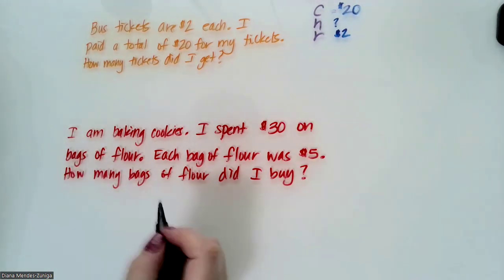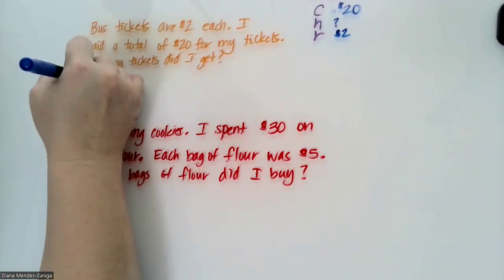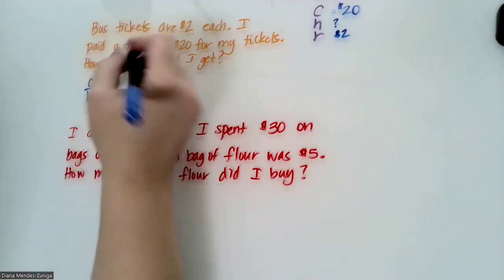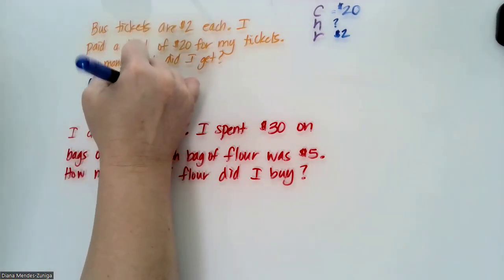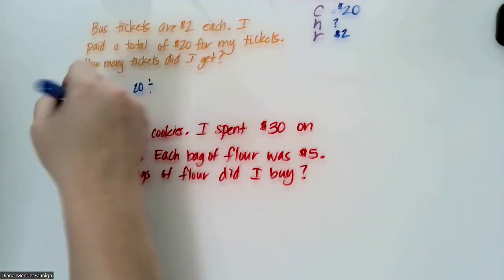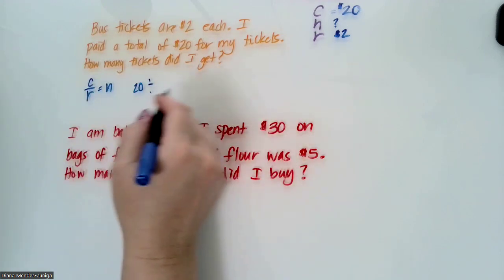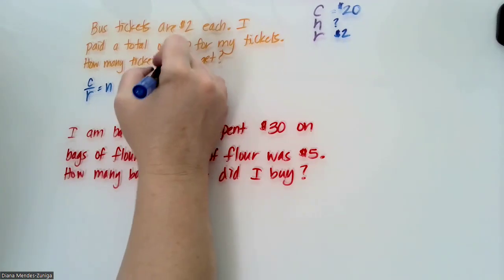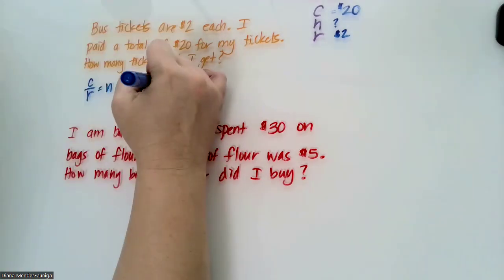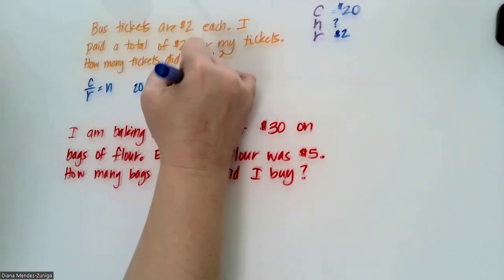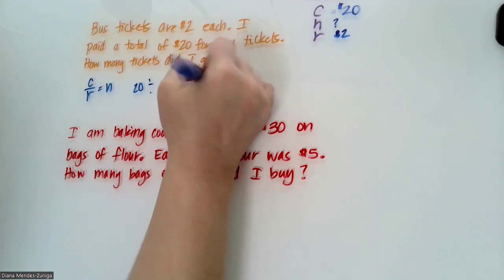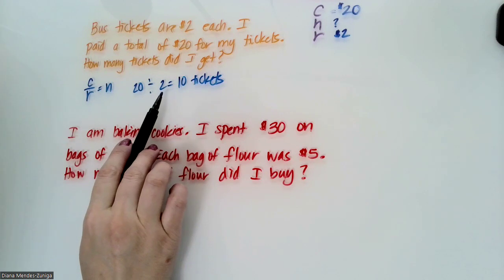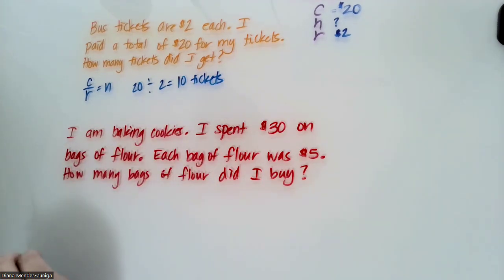So to figure this out, our formula for this is going to be C over R is going to equal N. So we have C, which is $20, divided by or over, however you would like to write this, I'm writing it out so that it makes it a little bit easier to put into the calculator, divided by our cost per, which is $2. That means that I purchased 10 tickets. I spent $20 at $2 each, and that gives me 10 tickets.